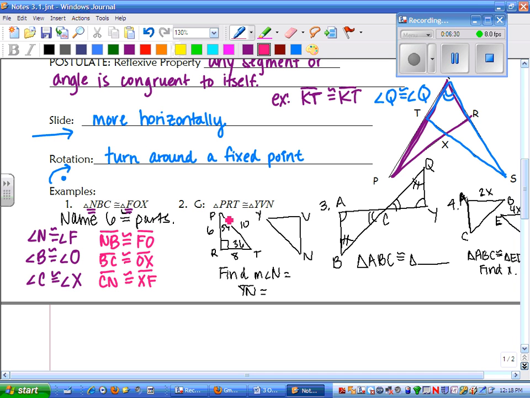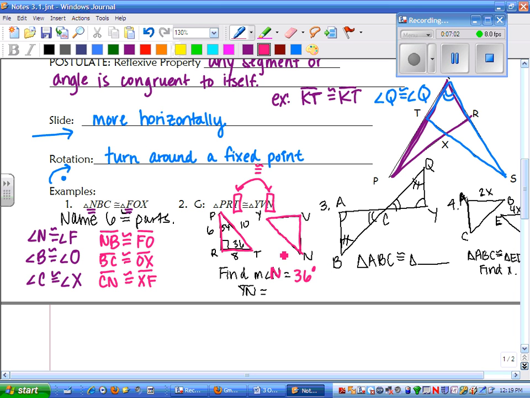We have triangle PRT is congruent to triangle YVN. We want to find the measure of angle N and segment YN. So, remember, if N is the last letter in this congruency statement, it's going to match with the last letter in this one, so these will be congruent. So we know T is 36, so I can just say that N is also 36. They are congruent, so they are equal.